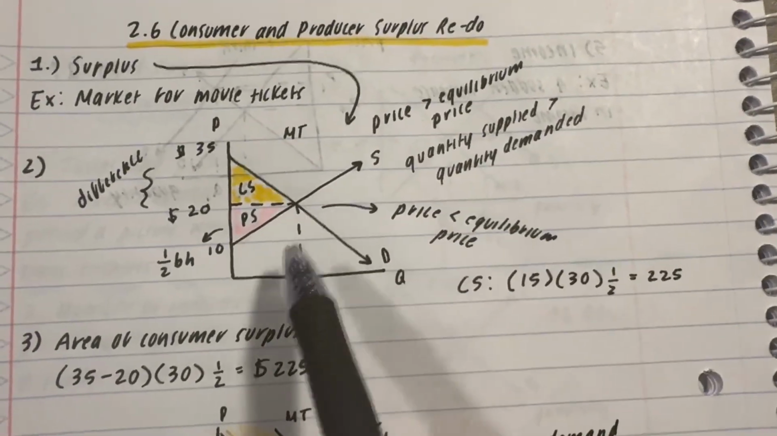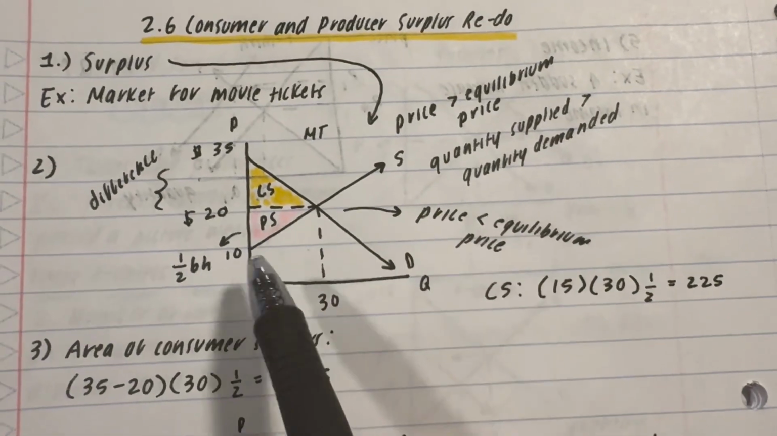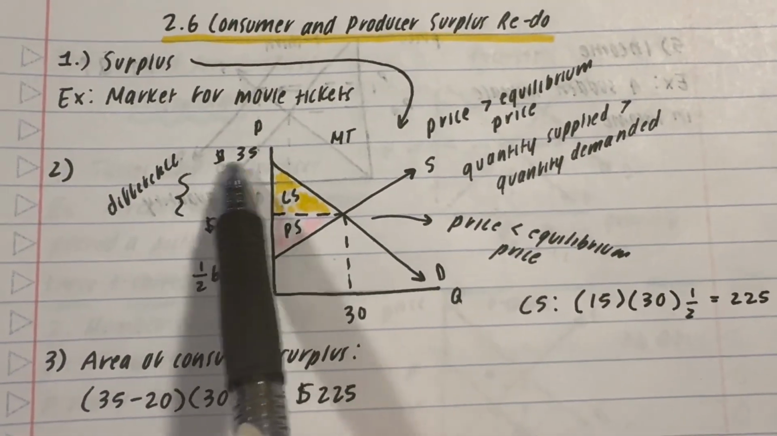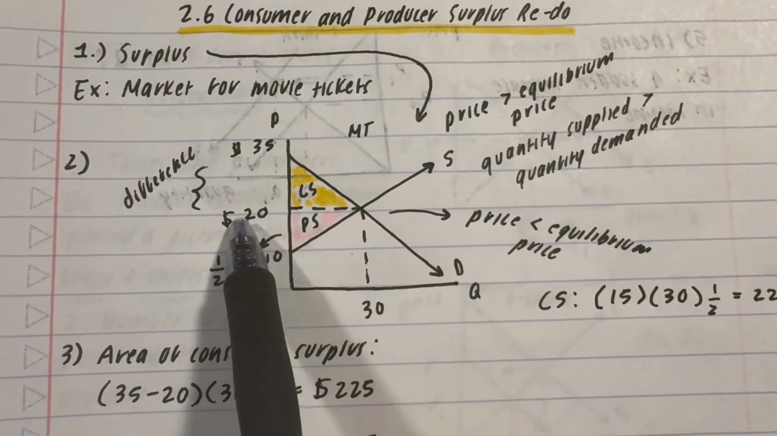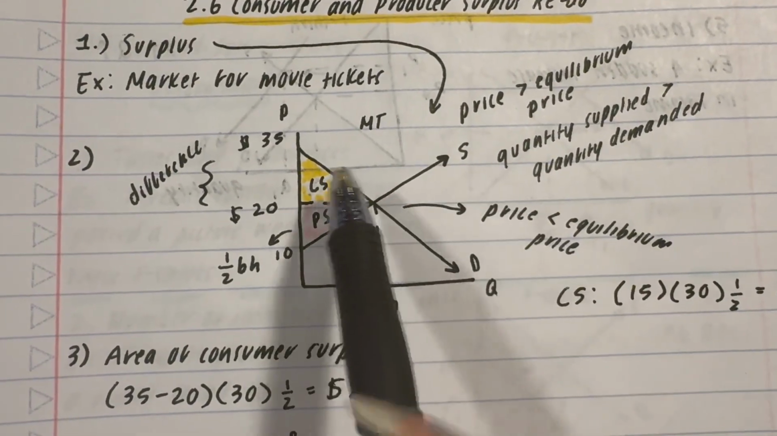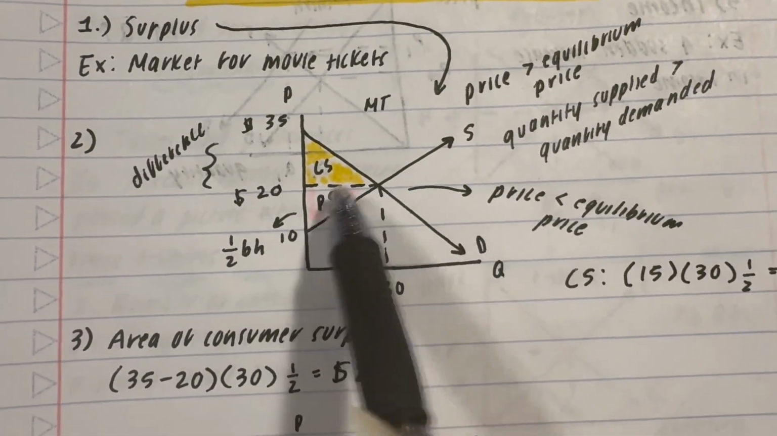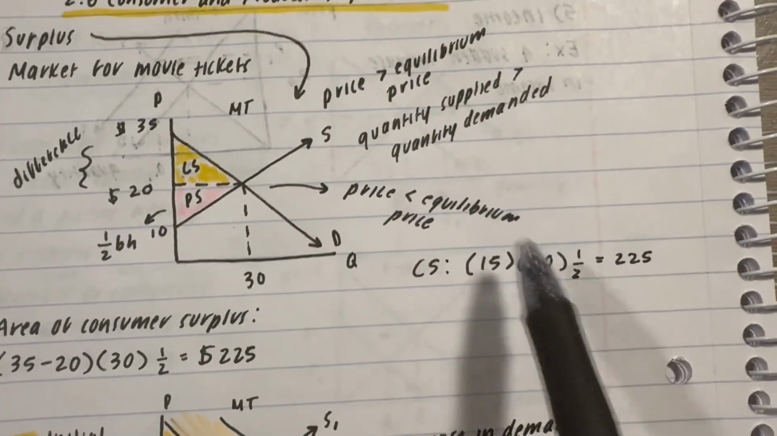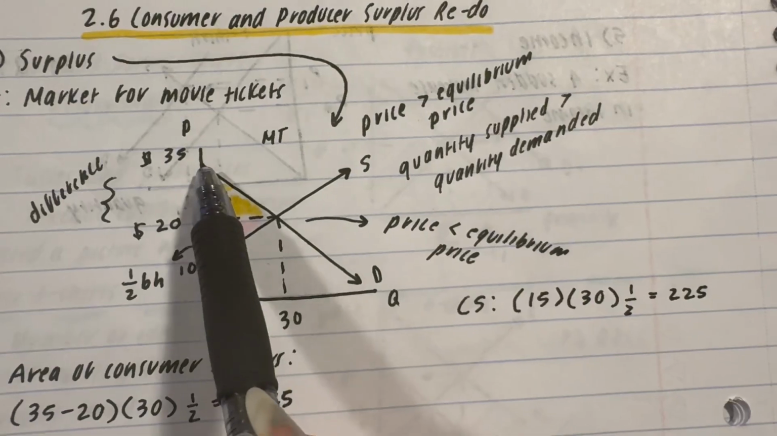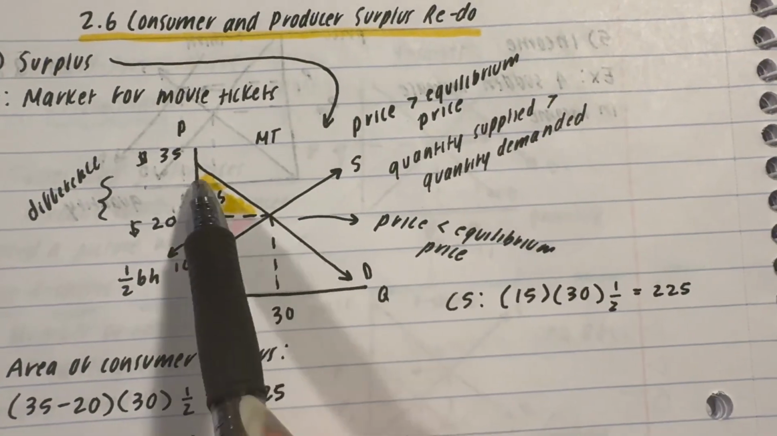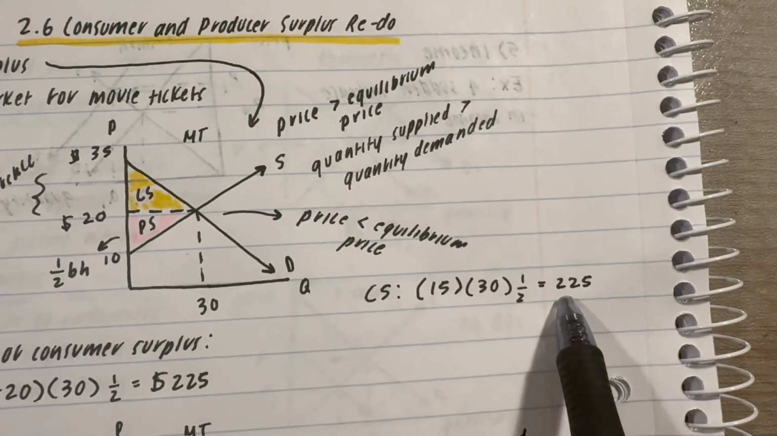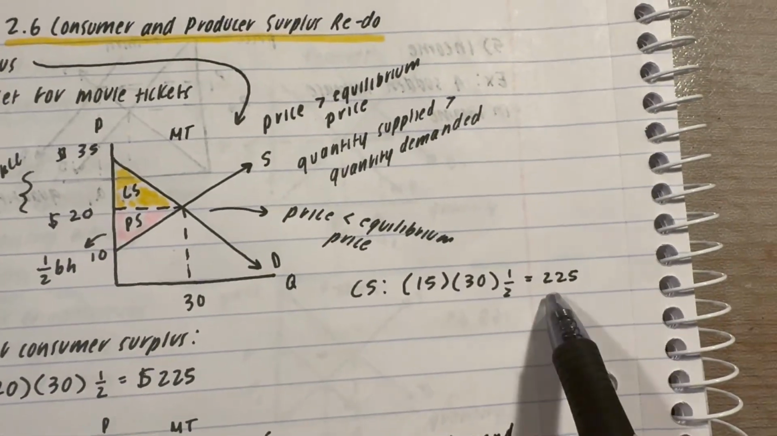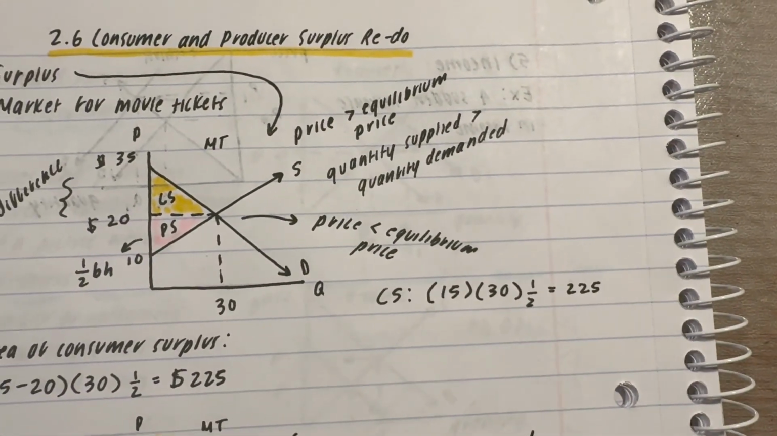So in order to calculate the consumer surplus, all I would need to do is take the difference between the price and the equilibrium price right here, and multiply that by the base, which is 30 units. And then I would just need to divide that by 2 because you're essentially just finding the area of this triangle right here. And that would give me 15 times 30 divided by 2, which would be $225.